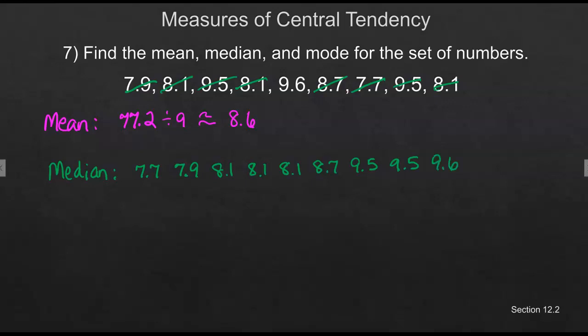And I always count 1, 2, 3, 4, 5, 6, 7, 8, 9 and make sure that I have all of them there. I'm kind of writing uphill again. I have a tendency to do that. And so 1, 2, 3, 4, 1, 2, 3, 4. Our middle number is 8.1, and that is our median. And then the mode is easy to see because, look, 8.1 is there 3 times, 9.5 is only twice, and so our mode is 8.1.